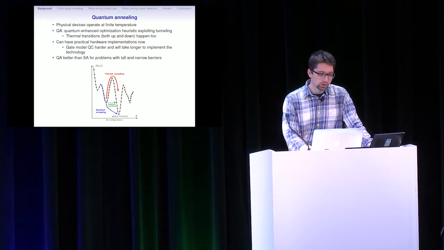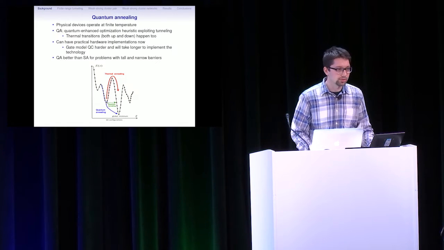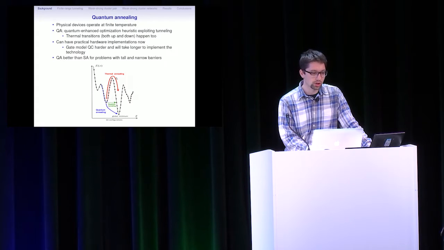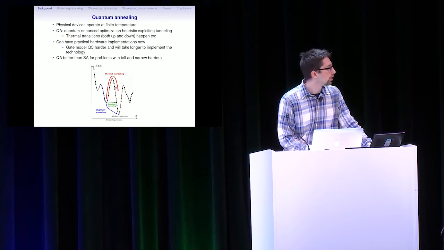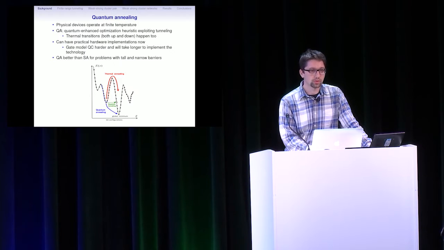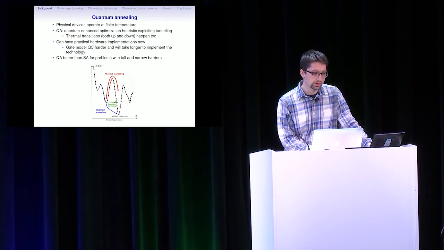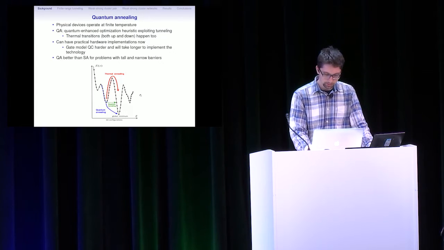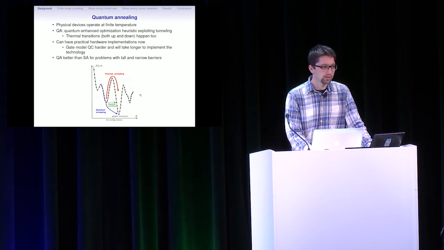It's also known that quantum annealing is better than simulated annealing for problems with tall and narrow barriers, and this figure here tries to illustrate that. So when we have a difficult optimization problem with lots of local minima and large barriers, thermal annealing would have a hard time using thermal fluctuations to jump over a tall barrier, whereas quantum tunneling would be able to better deal with that barrier as long as the barrier is not too thick. So for tall and thin barriers, quantum annealing is better than simulated annealing, and that's what we're trying to leverage here.